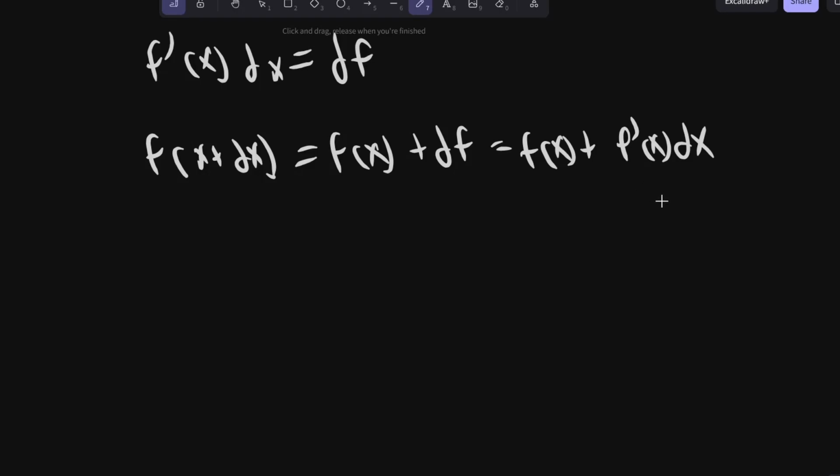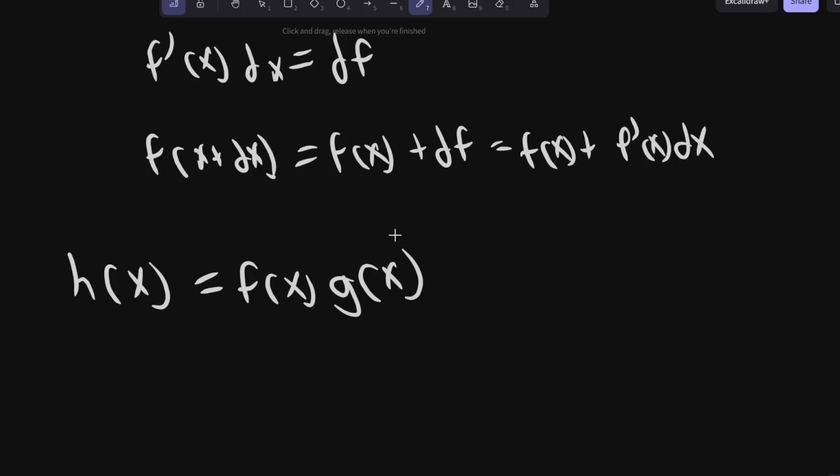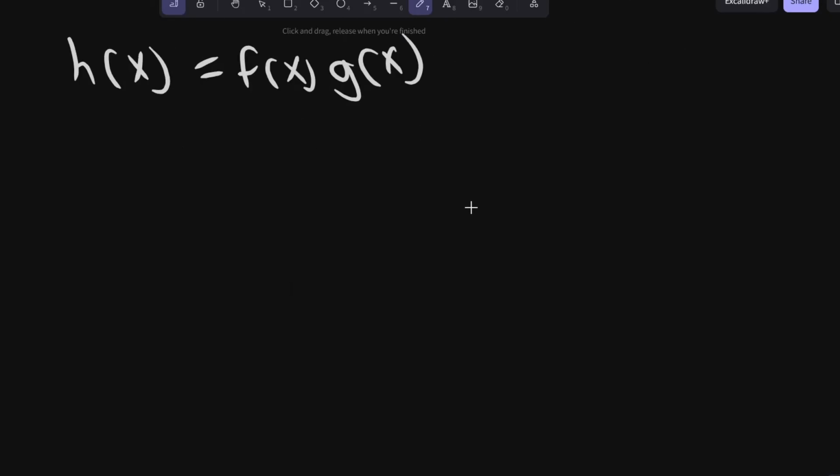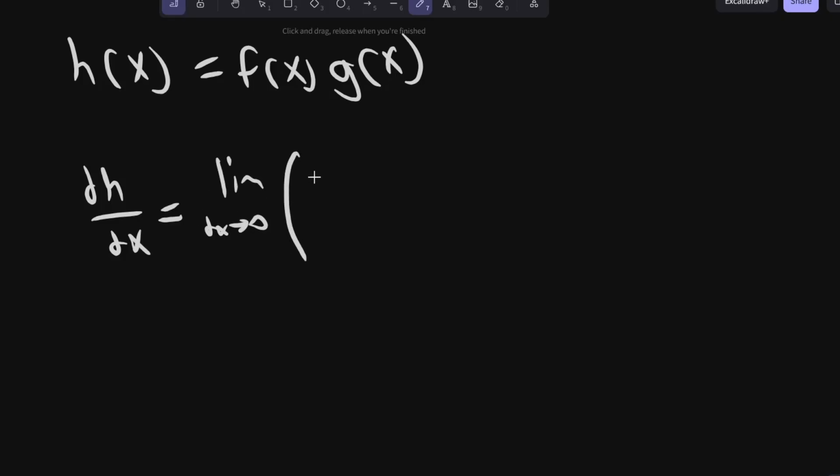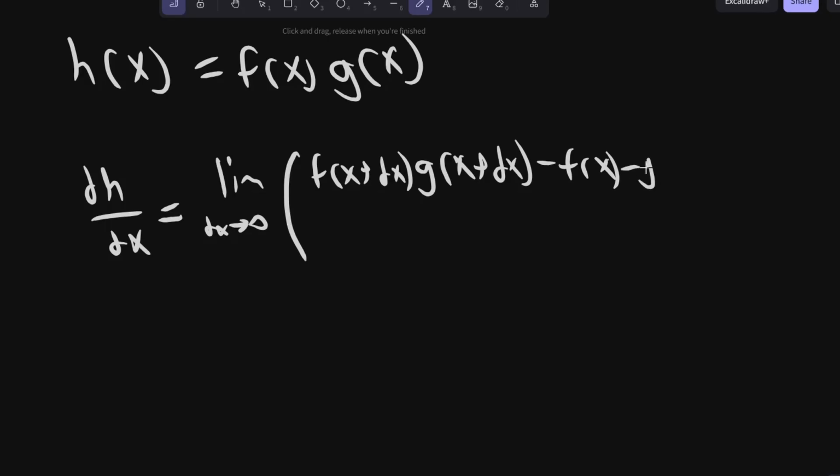Okay? And this is going to let us prove even more things about the derivative, starting off with the product rule. So h of x is equal to f of x times g of x. What is the derivative of this? Who knows, right? Let's find out. So dh dx equals limit dx approaching 0 of f of x plus dx times g of x plus dx minus f of x, g of x.